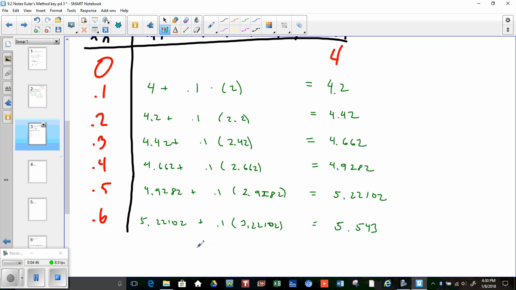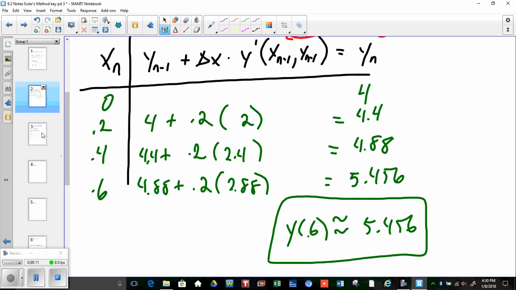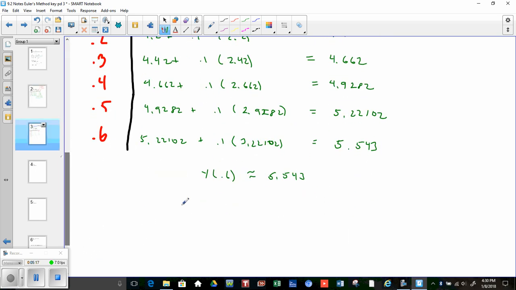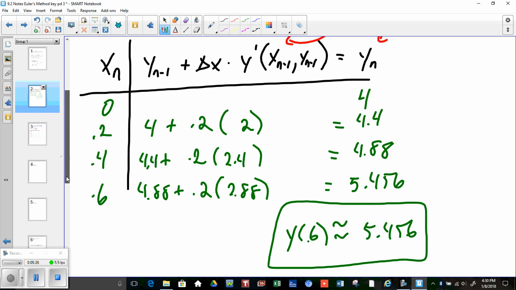That means that with our approximation with a delta x of 0.1, y of 0.6 is approximately 5.543, as compared to if we did this with a step size of 0.2, the previous one, the estimate was 5.456. So just slightly bigger with the next approximation, 5.543. Yeah, just a little bit bigger.